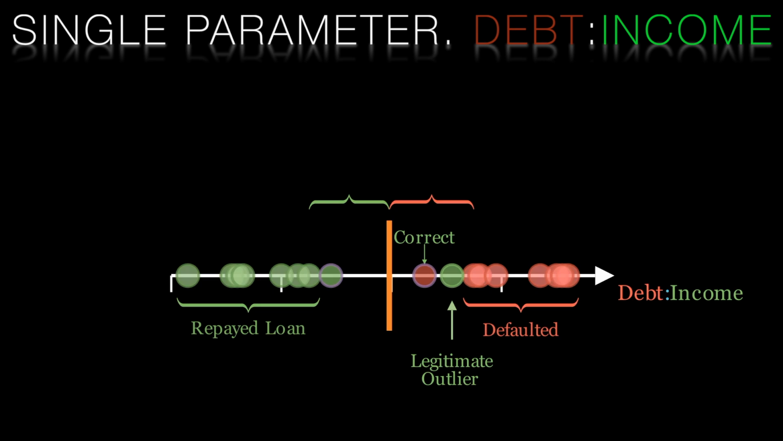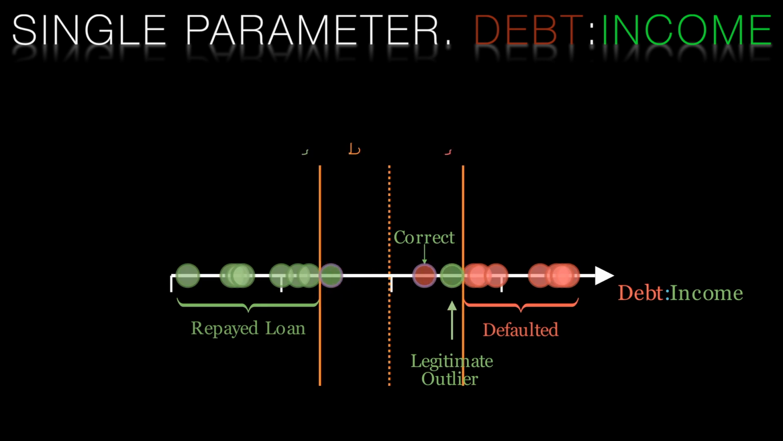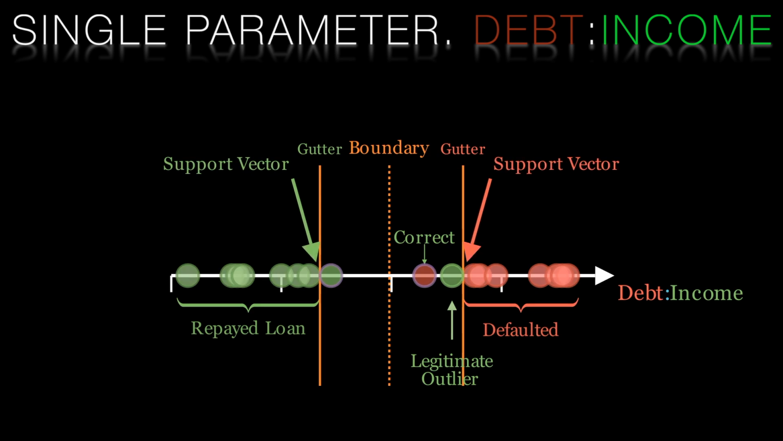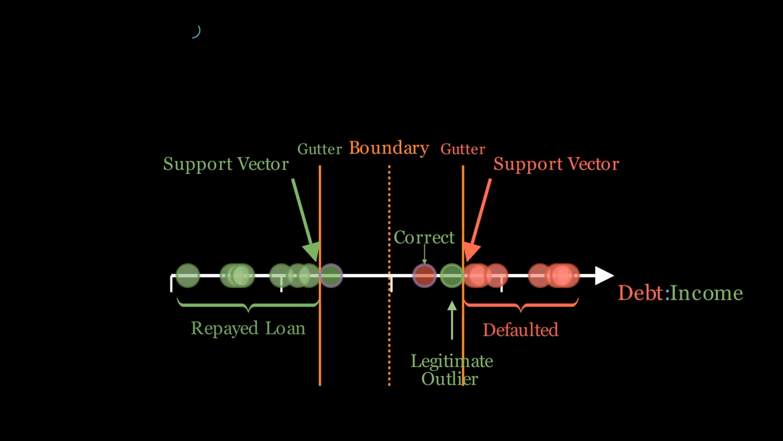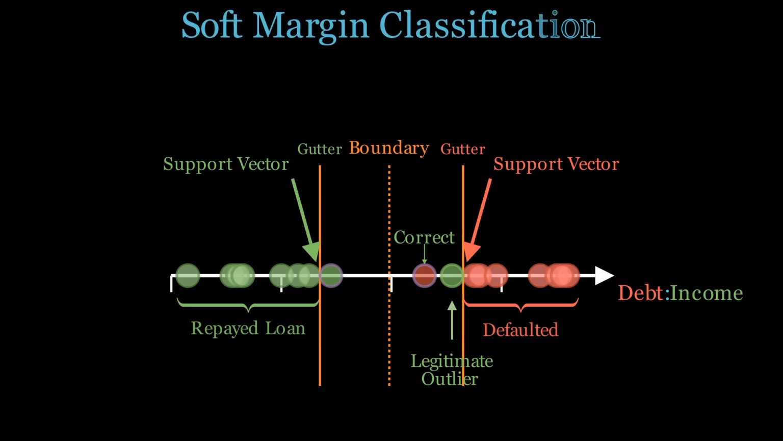To get a solution to generalize, we'd like to ignore this outlier and set a decision boundary that's based on our modal observations. What we want is the ability to ignore some outliers to give us a wider margin. This is called soft margin classification. Support vector machines allow you to control soft margins with a classification parameter called C.